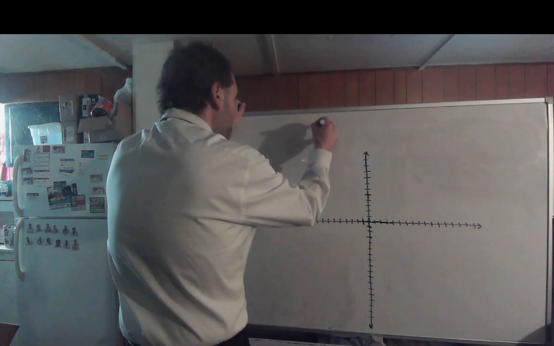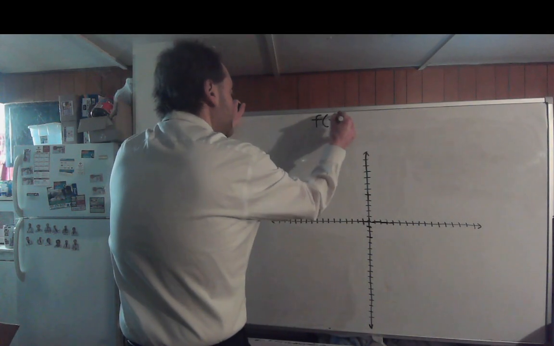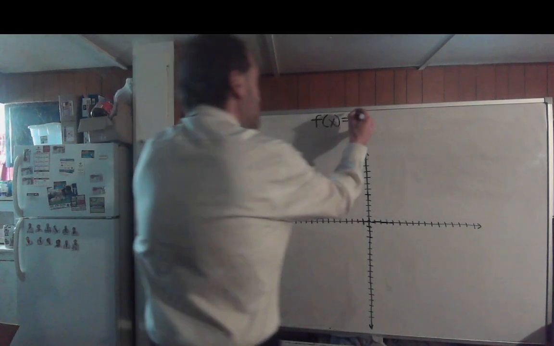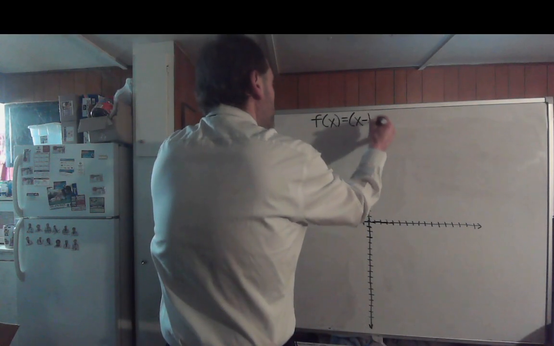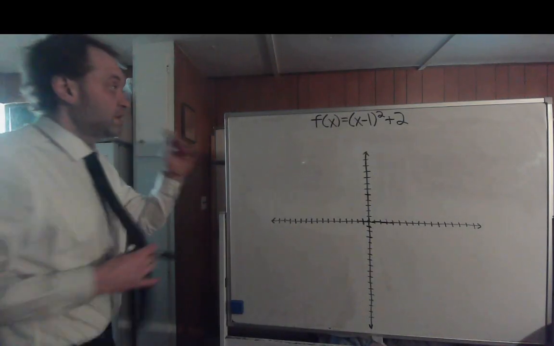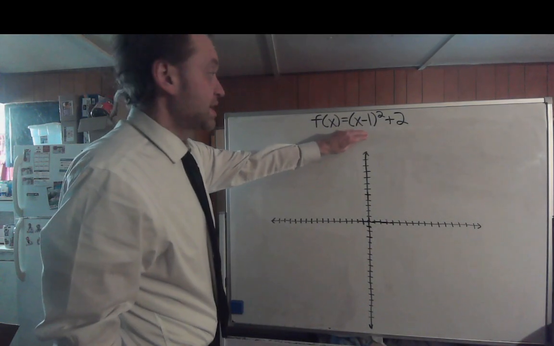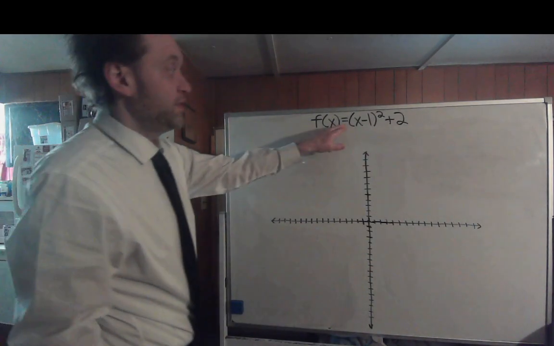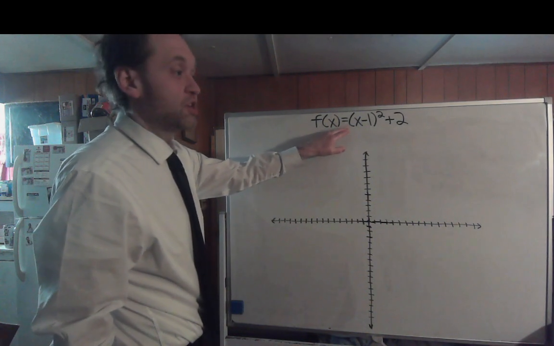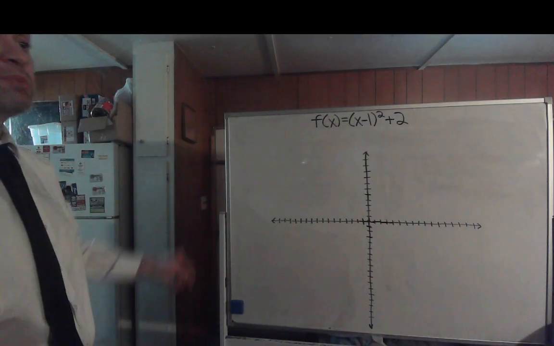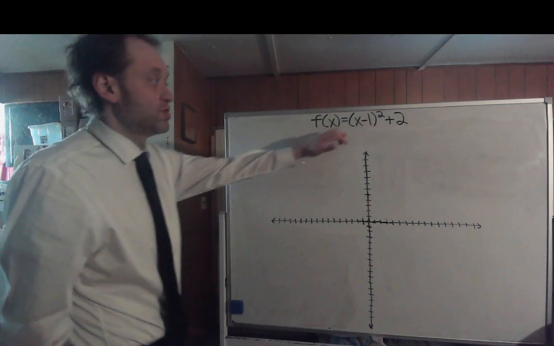So we have f of x equals x minus 1 squared plus 2. So we are given f of x equals the quantity of x minus 1 squared plus 2. Well, the coefficient on the x minus 1 squared term is positive 1. So for 1, it's going to open upward since it's positive, and there's no stretching or shrinking indicated.